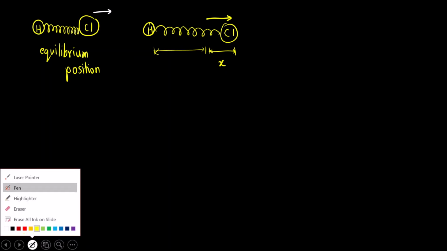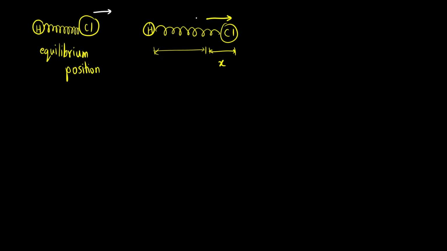Because of this displacement, there is another force in the opposite direction present within the spring, that is called F. That is the spring force, the force that will pull this bond together, or pull this spring in the opposite direction. This spring force is directly proportional to the displacement x. The more the displacement, the more the spring force.